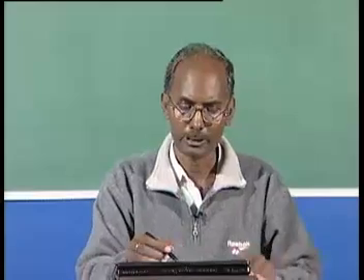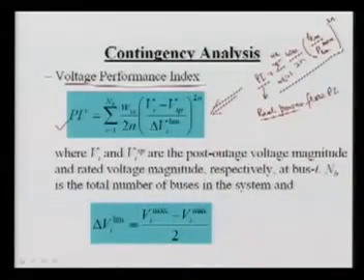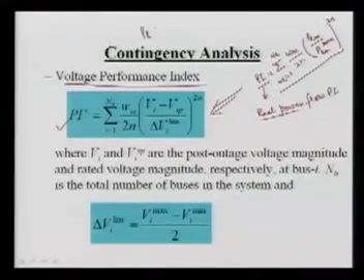Similarly, in this voltage performance index, instead of the voltage at the particular bus, we are just taking the difference from the specified value. For the power flow, we always go for this inequality: the P_Lm of any particular line should be less than or equal to the maximum value of that line. So it should always be less than or equal to this value.